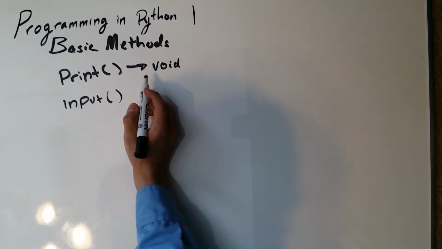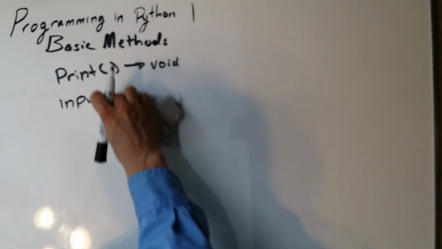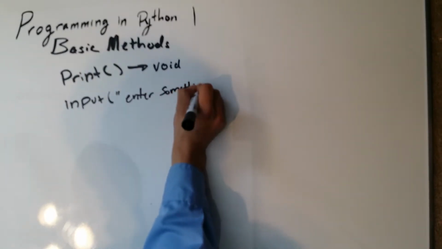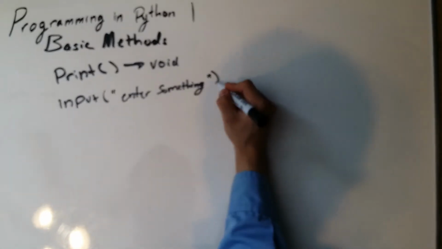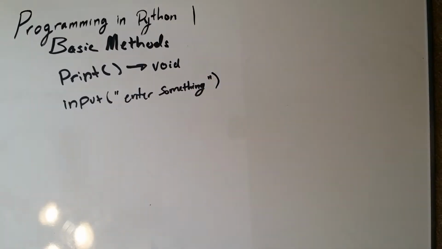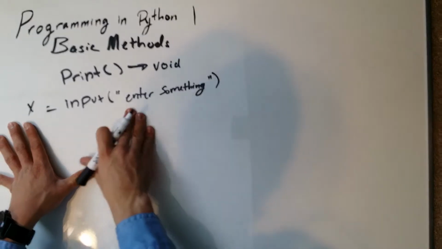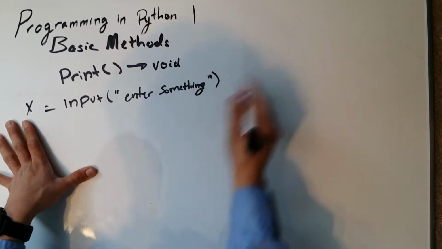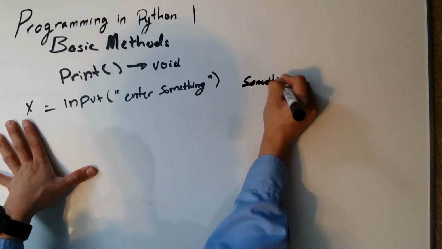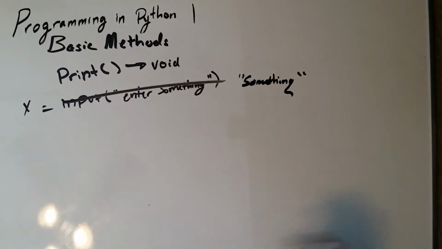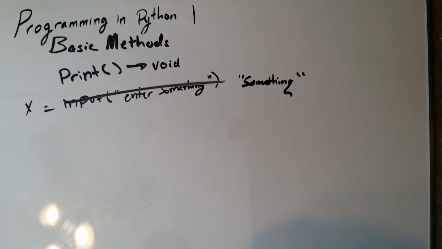Input returns something. So what input does is you give input some kind of prompt, like enter something. And what it's going to do is ask the user, or print out, enter something. Then it's going to wait for the user to type something in, and then it's going to actually become its own variable. So if we take a variable like x and set it equal to input enter something, it is going to become a variable once the user enters something. So the user enters something. This is going to go away, and it's going to be replaced with that in the program. As far as the computer understands, it just replaces that with the word something. Alright. So that's pretty simple.